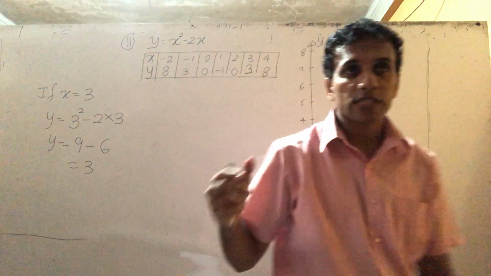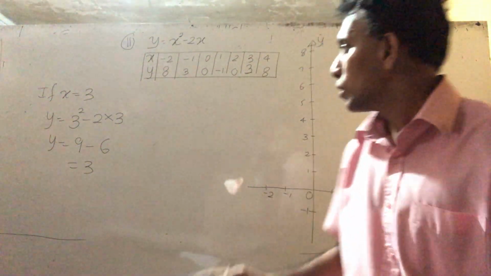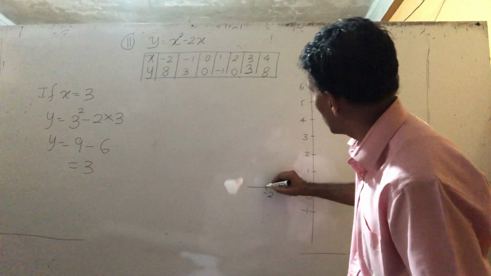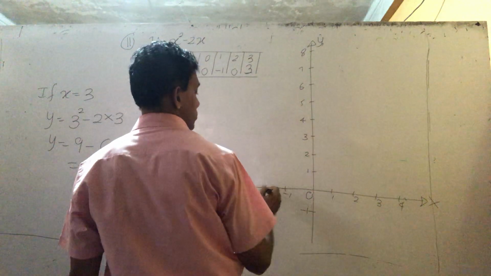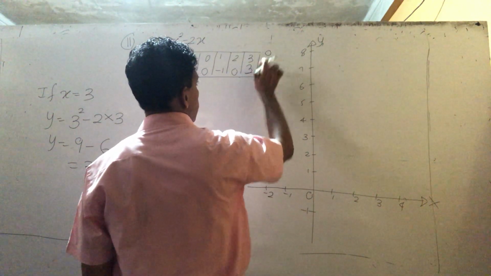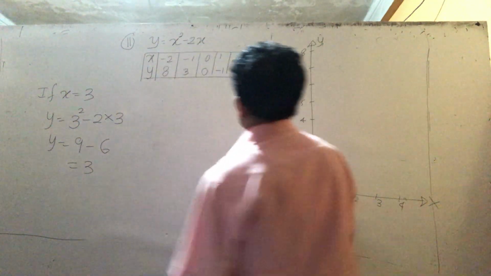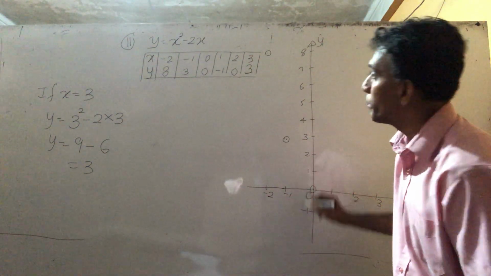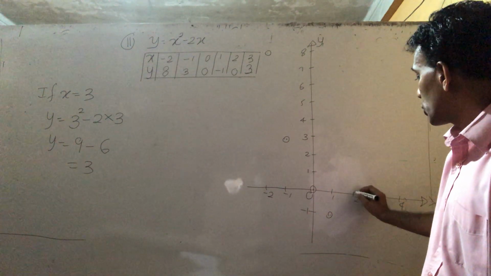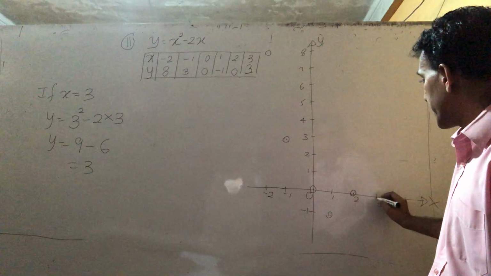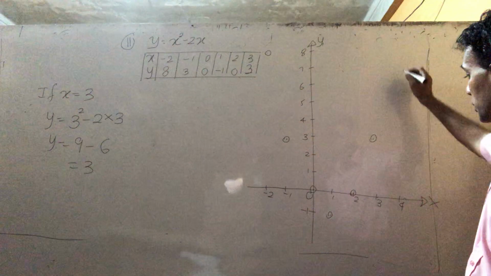So the first part they asked was to fill the blank. In the second part, take a suitable scale and draw the function. So x is minus 2, y is 8; x is minus 1, y is 3; x is 0, y is 0; x is 1, y is minus 1; x is 2, y is 0; x is 3, y is 3; x is 4, y is 8.